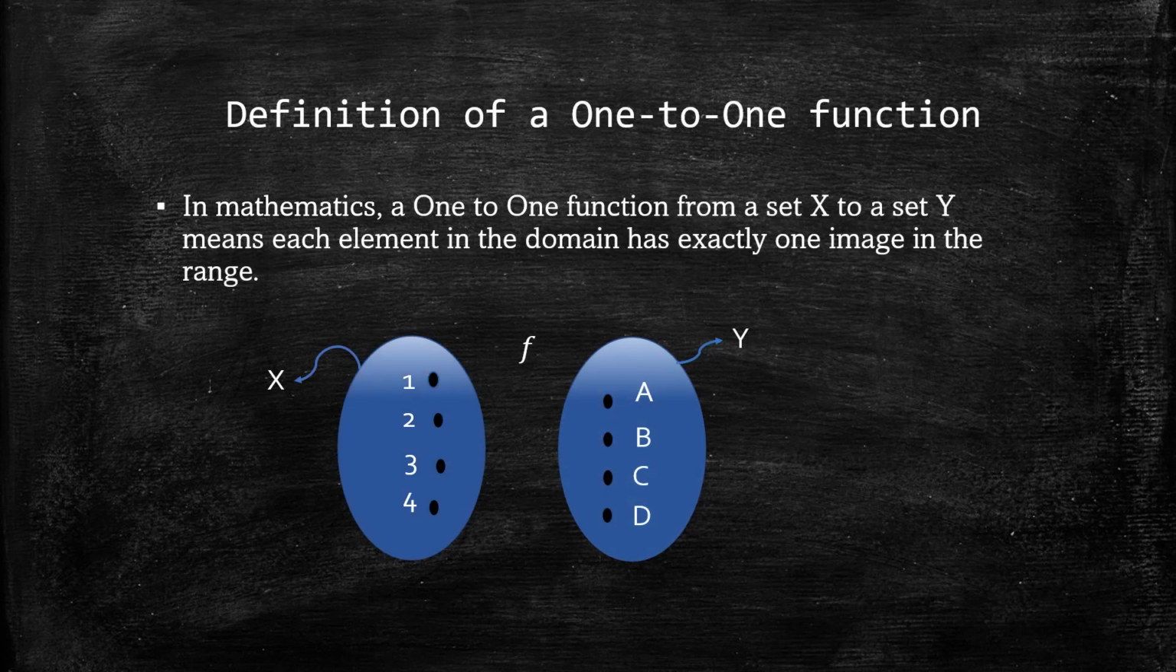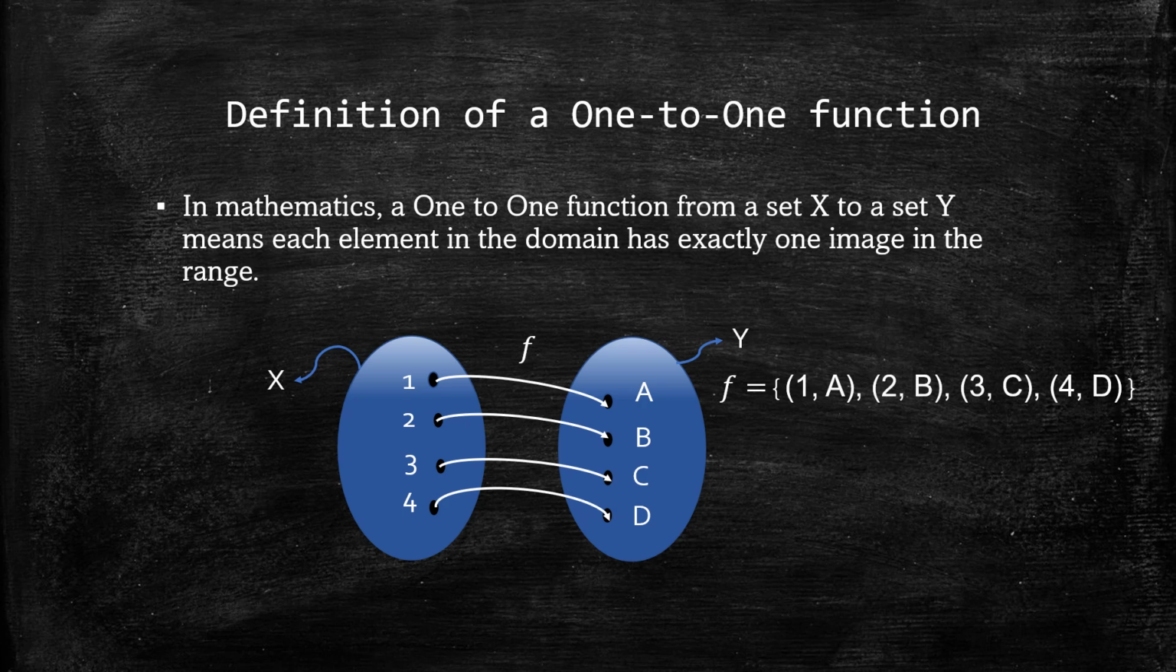Now we're going to define what we mean by a one-to-one function. A one-to-one function means every element in the domain should be related to one element in the range and vice versa. So every element in the domain should have exactly one image, and every element in the range should have one pre-image. That's an example of a one-to-one function. Why are we studying one-to-one functions? Because these are the only functions that have an inverse.